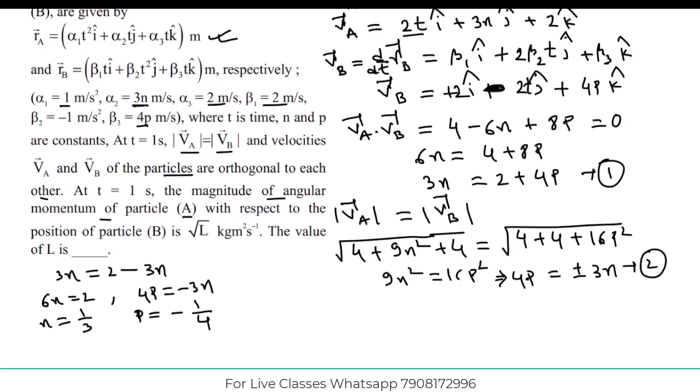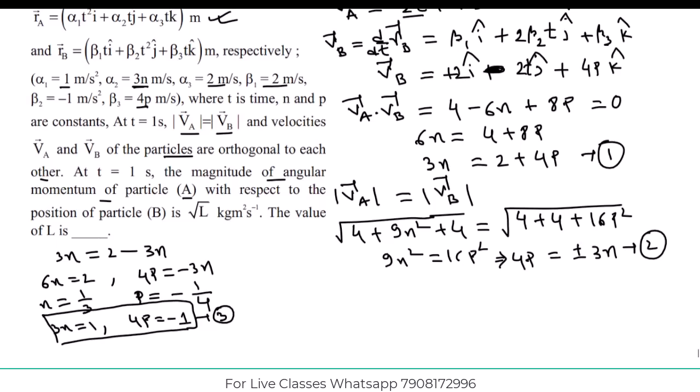So p is equal to minus 1 by 4 and n is equal to 1 by 3. So we get the values 3n is equal to 1 and 4p is equal to minus 1. Let's say this is equation 3. So we have calculated the constants n and p. Now we have to calculate the angular momentum of particle A.